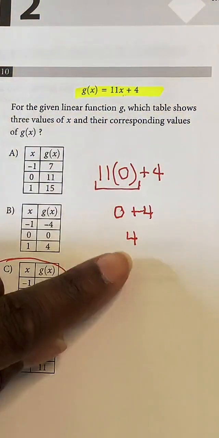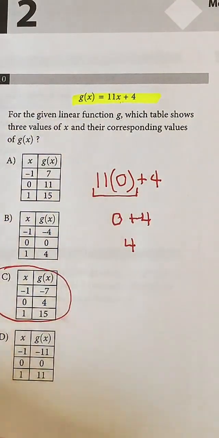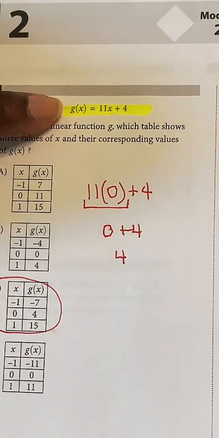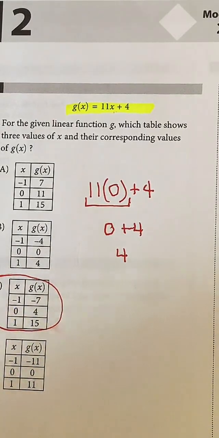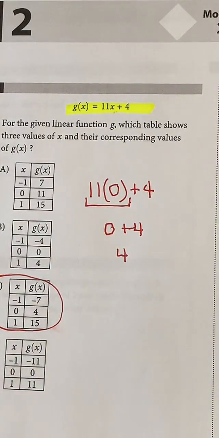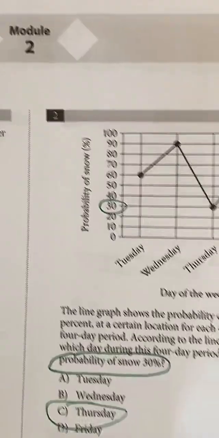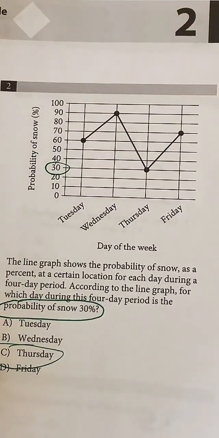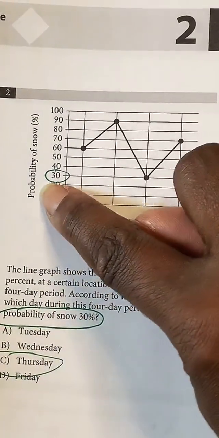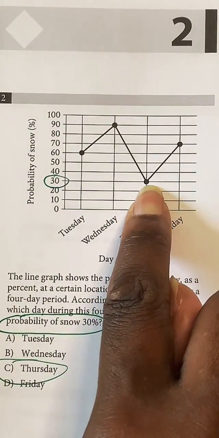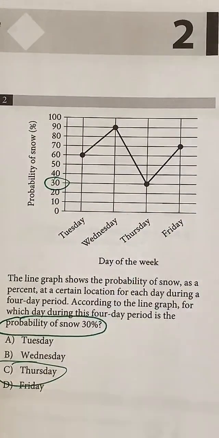So once I plug in, I got my 4. All right, which one? Okay, they gave me the equation. So which one gives me an answer of 4 for the g of x? C, boom, done. Sometimes they don't even have, and I think you missed some of the earlier ones. It's like some of these graphs, you're just looking. What's the probability of getting snow at 30%? This says probability of snow, 30%. Okay, where's that dot? Boom. What's that date? Boom. Done.